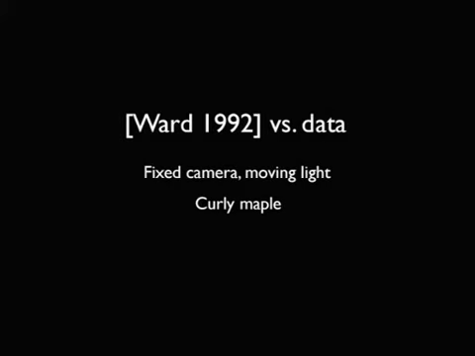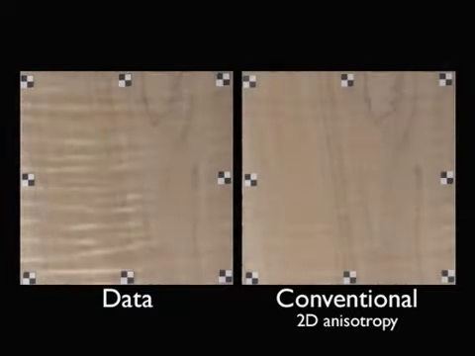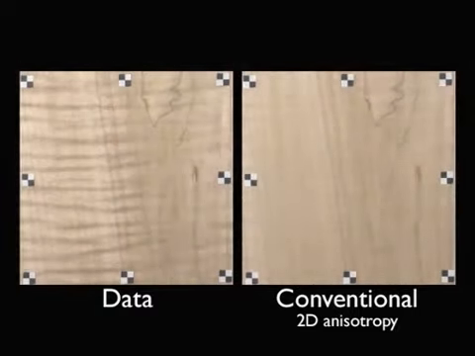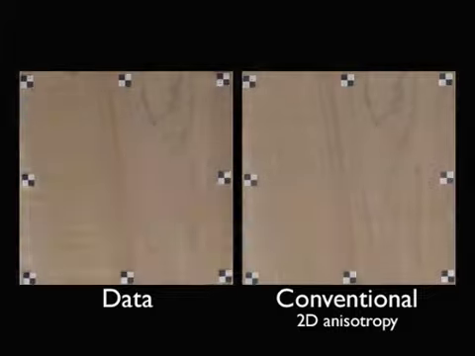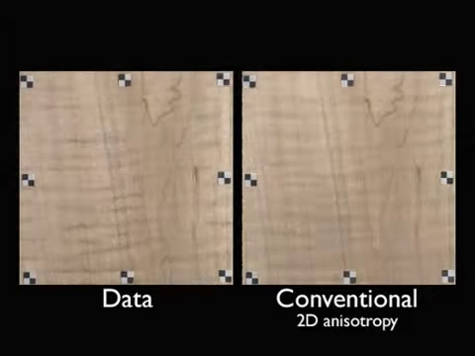By projecting the fiber direction map onto the surface, we can compare to Ward's anisotropic reflection model. Ward's model cannot properly capture the distinctive stripes in this wood because they are caused by out-of-plane variation in the fiber direction.